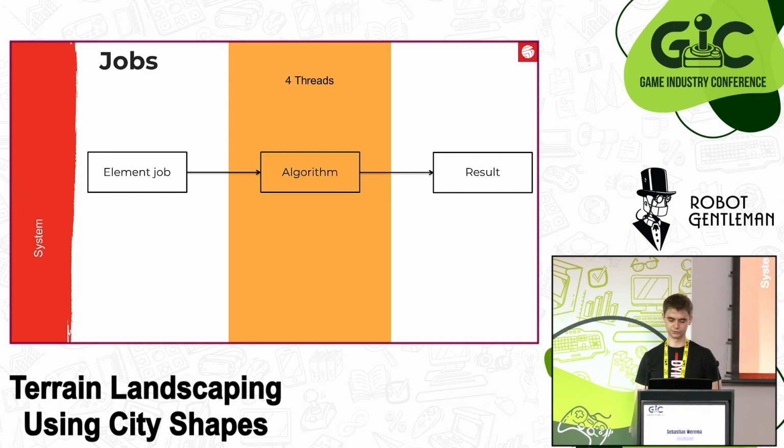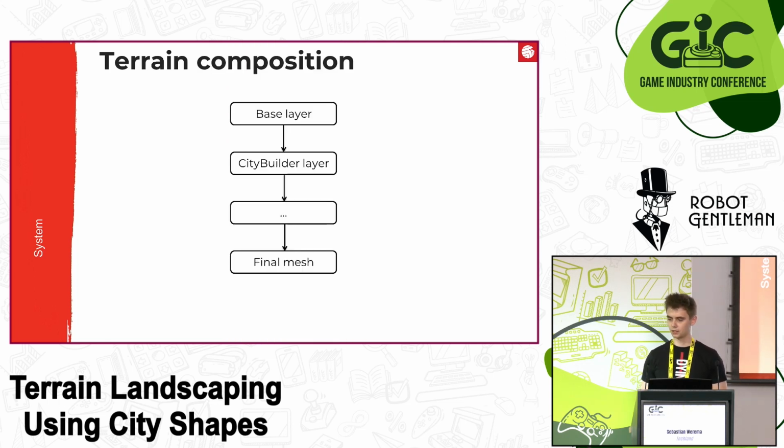Now, since these elements can be processed independently and we wanted this to be non-blocking, it just seemed natural to move these to the background thread. So now whenever each element gets modified, it queues a job, and then this job gets consumed by one of the 4 threads in the background. Whenever a job finishes or terrain gets modified by hand, we run composition.